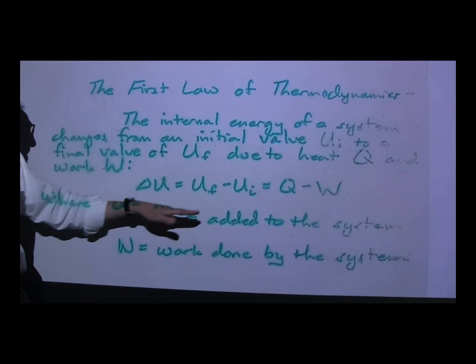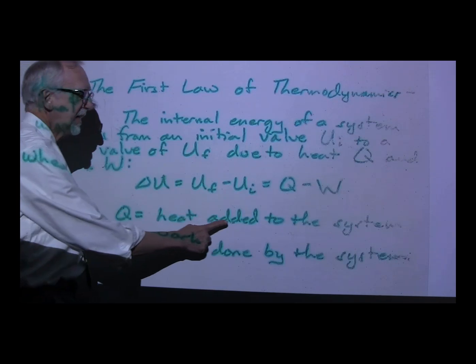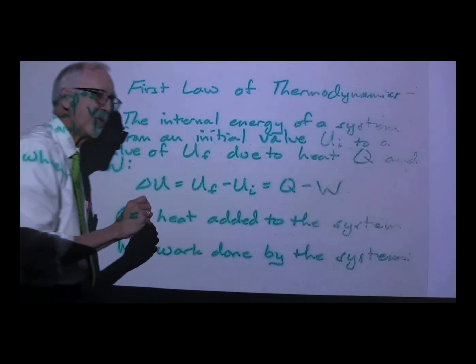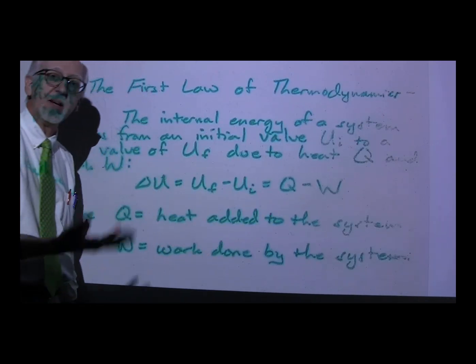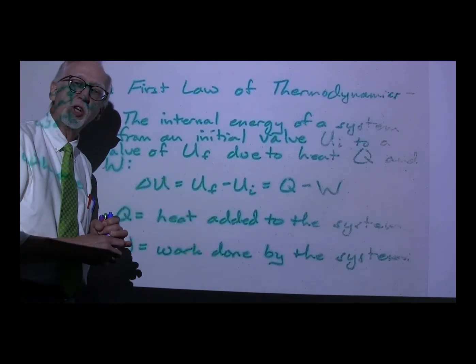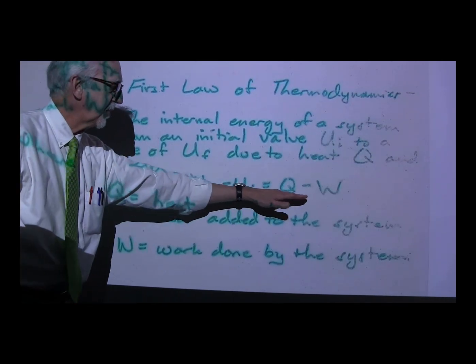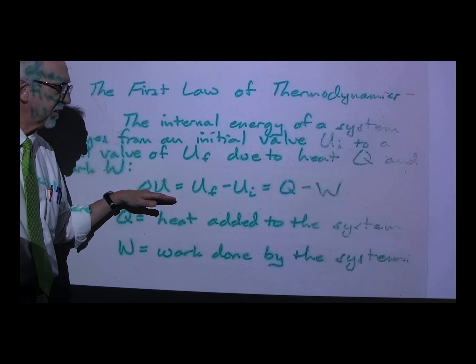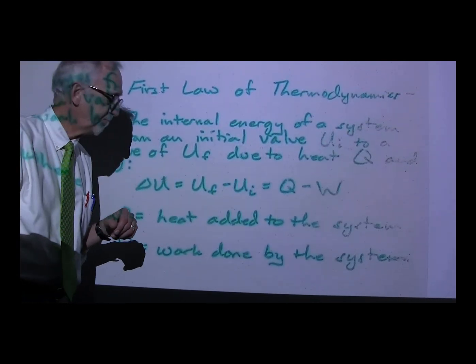Now, what are these? What's Q and W? Q is the heat added to the system. So this is very important. It's the heat added to the system. If we add heat to the system, Q is a positive number. Well, if we add heat to the system, we expect its internal energy to increase. So yes, a positive Q gives us a positive delta U. Adding heat to the system increases the internal energy.